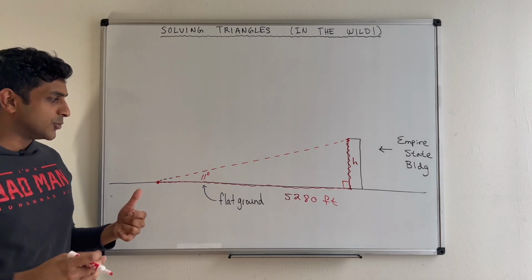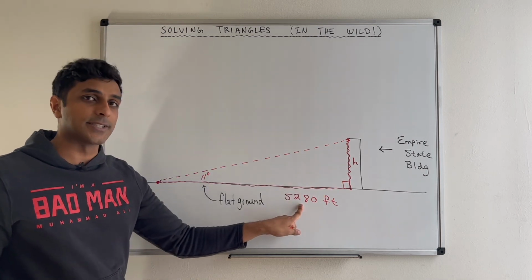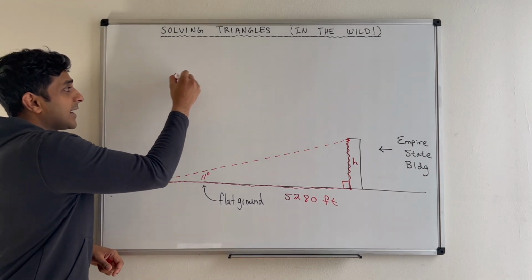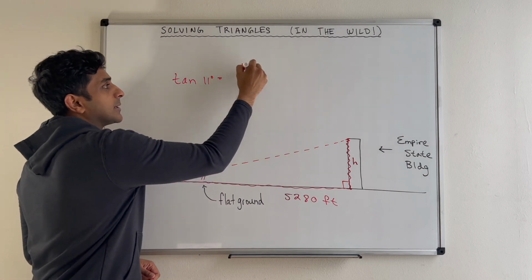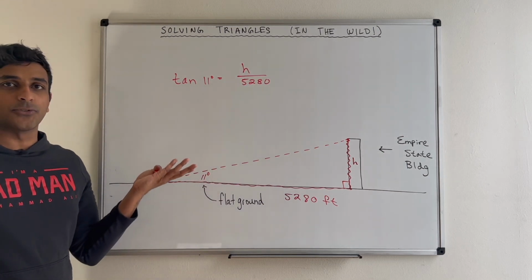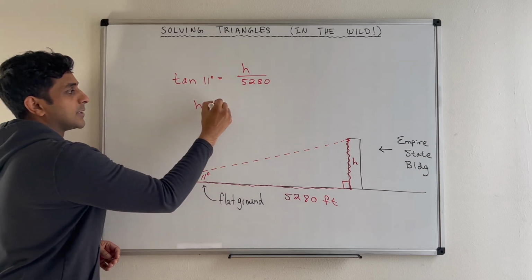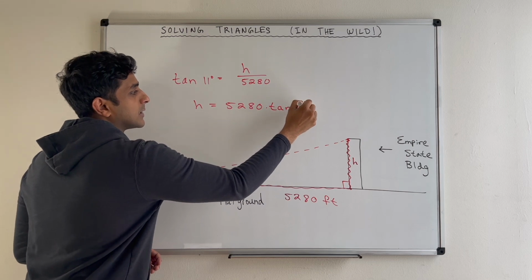Now we can use trig, right? Because relative to 11 degrees, we have the opposite side and the adjacent side. So the tan of 11 degrees is equal to h over 5280. And now we can easily solve for h. We just have to multiply both sides by 5280. So h is equal to 5280 times tan of 11 degrees.